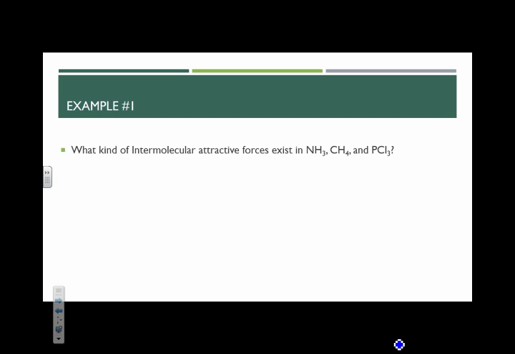What kind of intermolecular attractive forces exist in NH3, CH4, and PCl3? Well, in order to arrive at an answer, we need to draw the Lewis-Dot structure for each of these so that we can see what kind of bonds we have and whether the molecule is polar or not. So I'm quickly drawing Lewis-Dot structures because I know that you are already familiar with them, and if you're not, go back and watch the video on Lewis-Dot structures. That will be helpful. Okay, so there's my NH3, my CH4, and my PCl3.